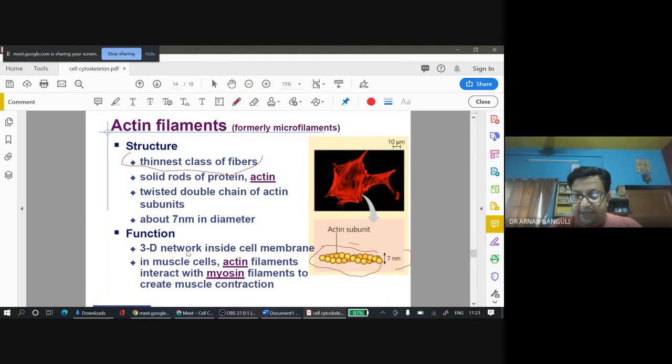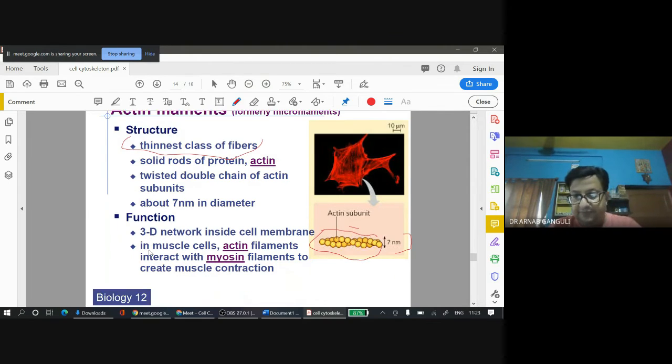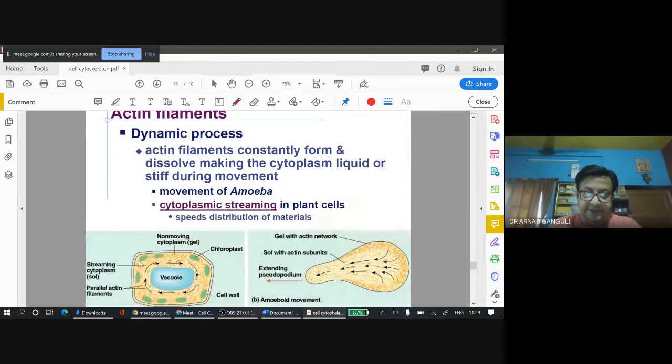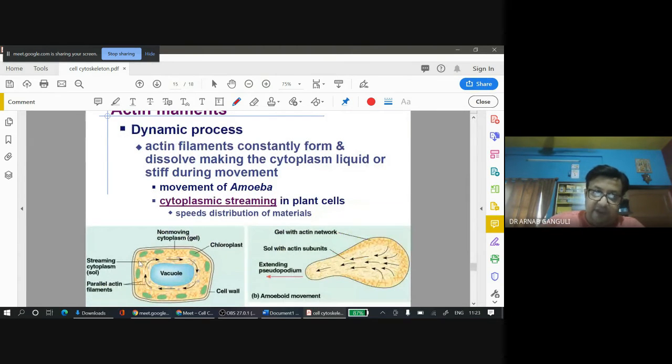7 nanometer in diameter. It forms a 3D network inside the cell membrane. In muscle cells, actin filaments interact with myosin filaments to create muscle contraction. I have mentioned before. So it is a dynamic process. Actin filaments constantly form and dissolve, making the cytoplasm liquid or stiff during movement.